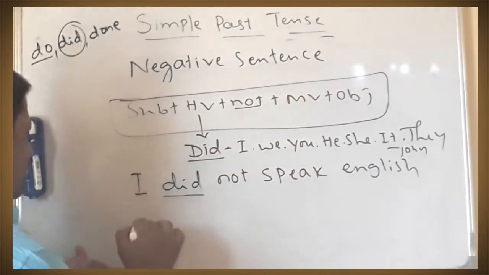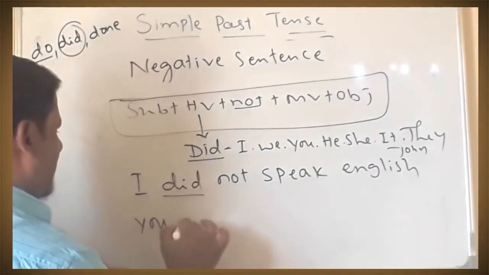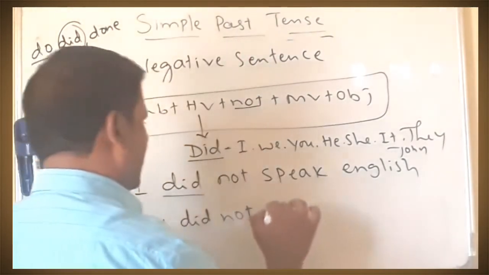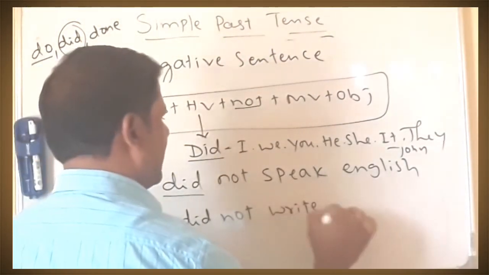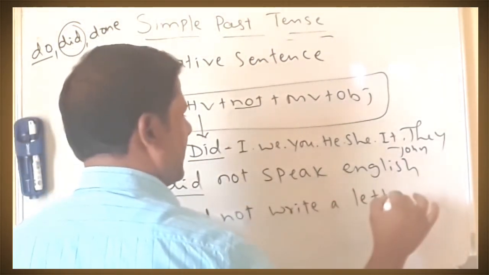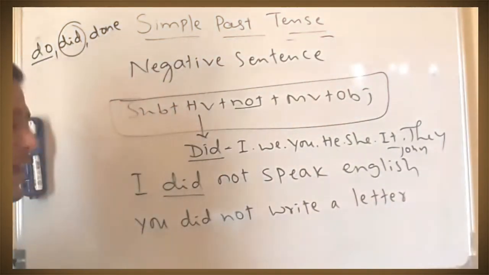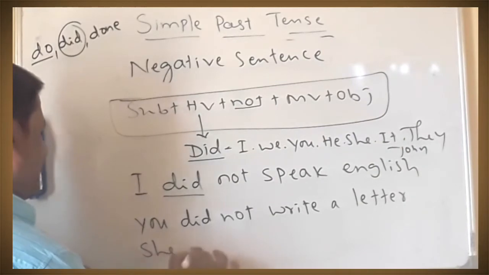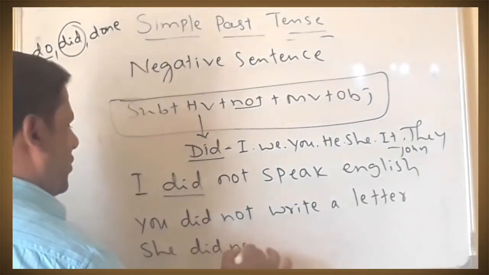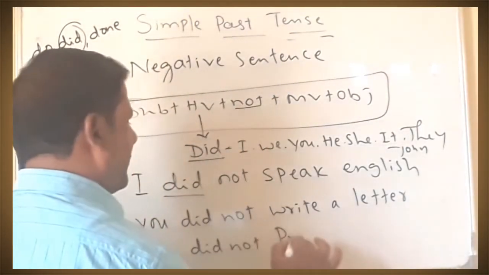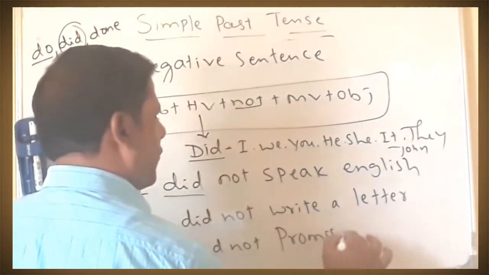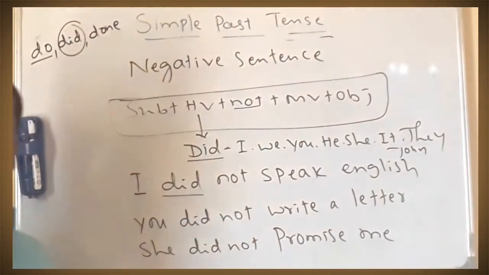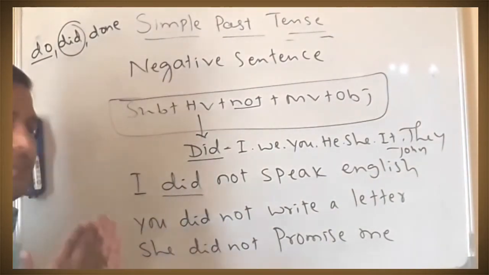Next, you did not write a letter. He did not write a letter. Next, she did not promise me. So this is the negative sentence of simple past tense.